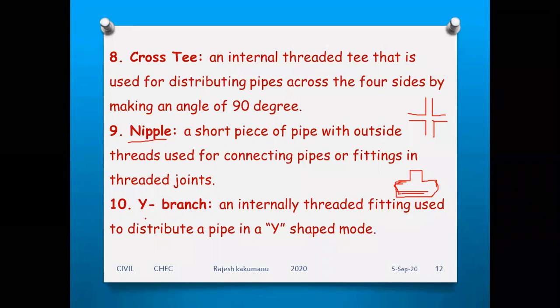Next, wide branch. An internally threaded fitting used to distribute a pipe in a Y shape mode. So how does the Y shape mode look to you? The pipe has to come like this. So you are having three pipes like this.